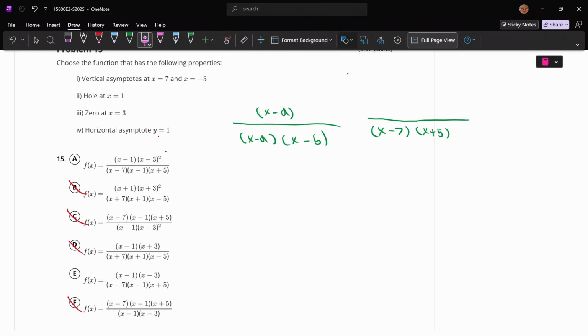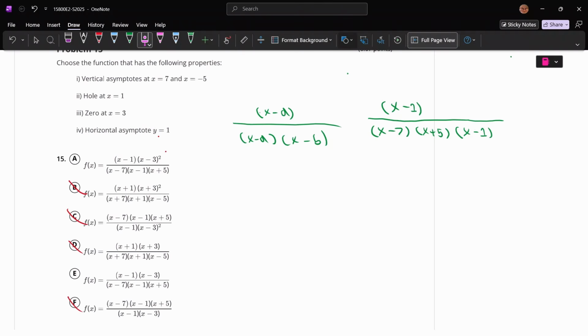Now let's look for the hole case. It says it wants a hole at x is equal to 1. So we want another divide by 0 term in the denominator that's equal to x minus 1, while also having that same term in the numerator. So something like this. This is going to give us a hole because it cancels each other out. And so that's going to give you a hole instead of a vertical asymptote.